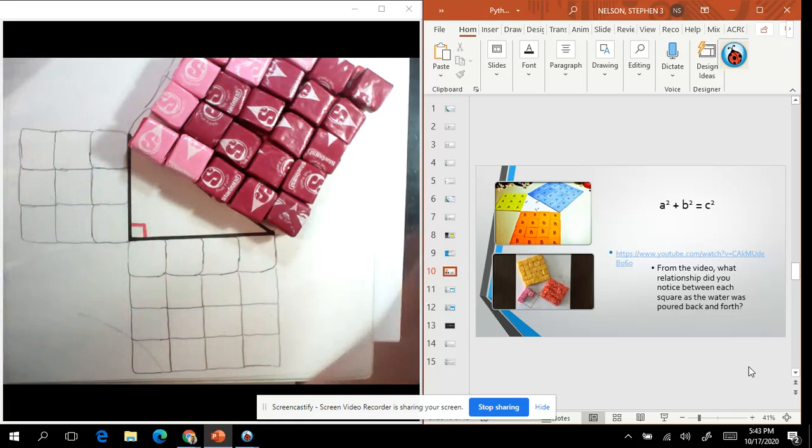Bam, it matches up perfectly. So to answer this question right here, it says, from the video, what relationship did you notice between the squares as the water was poured back and forth? What we noticed was that A and B equaled C. So as long as they're squared, this side and this side equals this side.